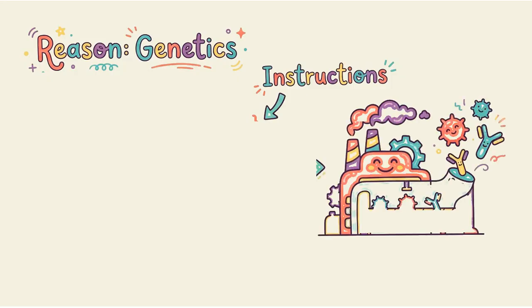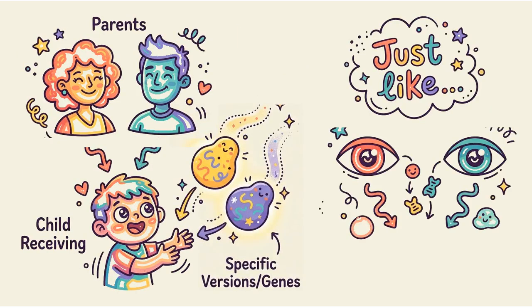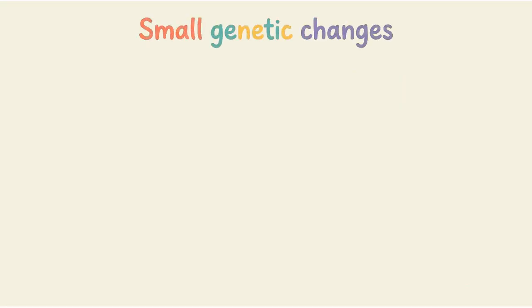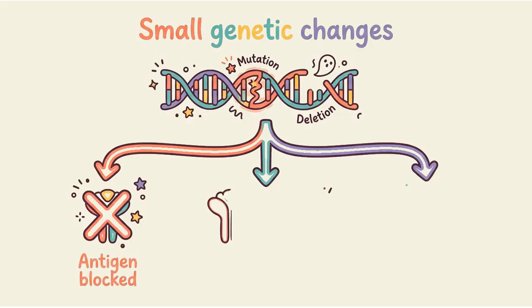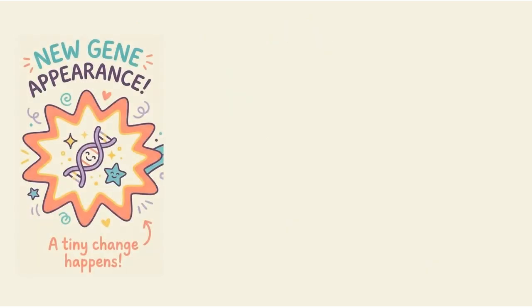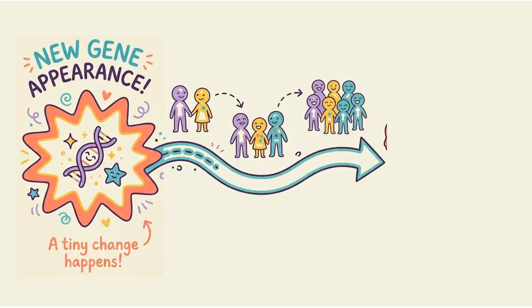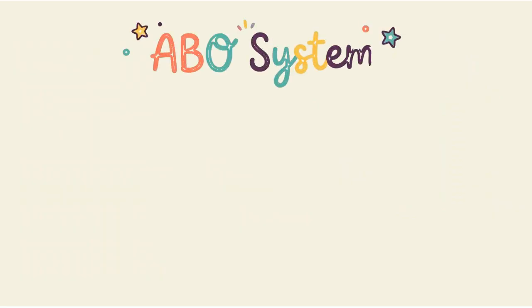The immediate reason blood groups differ is genetics. The instructions for building those surface antigens are written in your DNA. You inherit specific versions of blood group genes from your parents, just like you inherit eye color. Small genetic changes, like mutations or deletions, can alter whether an antigen is made, what it looks like, or whether it's missing entirely. Once a new version of a gene appears, it can be passed down through generations, creating stable variation in the population. The most familiar example is the ABO system.